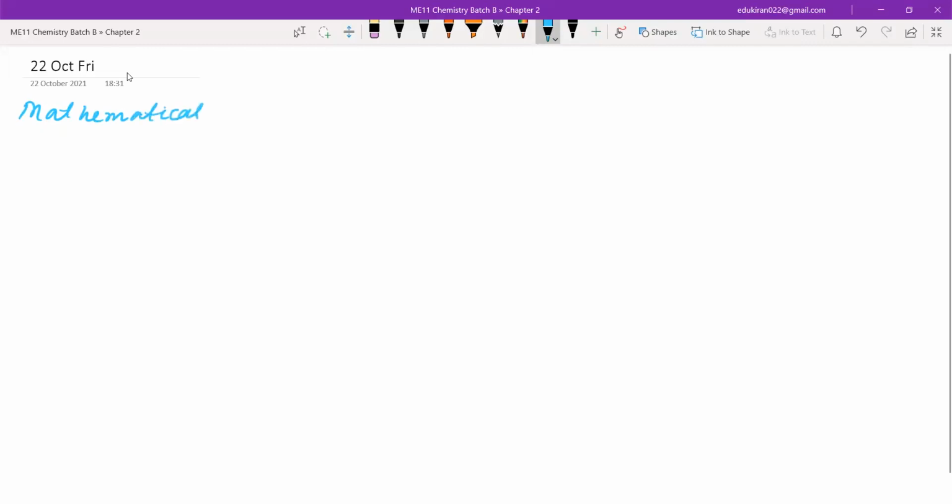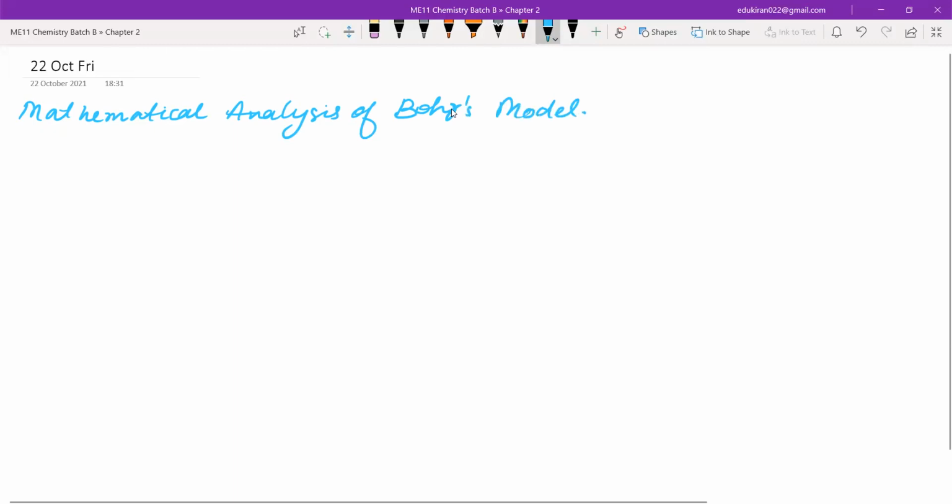Mathematical analysis of Bohr's model. Okay. Now, in this portion, you will have to remember a few things.